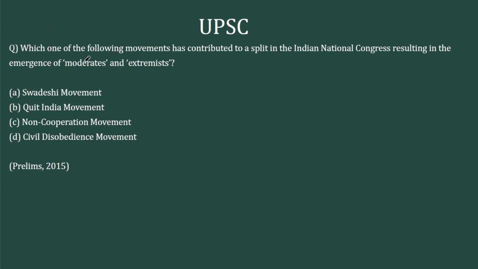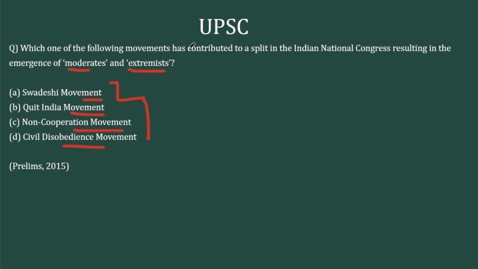The second question: which one of the following movements has contributed to the split of Indian National Congress, resulting in the emergence of moderates and extremists? So we know that the moderate extremist split took place in 1907, the Surat split. And what was the event that led to it? Here the options are very easy for you. Swadeshi movement, Quit India movement, non-cooperation movement, civil disobedience movement.